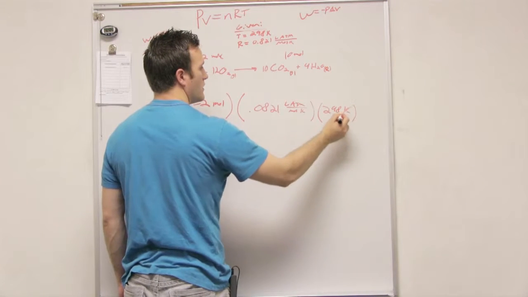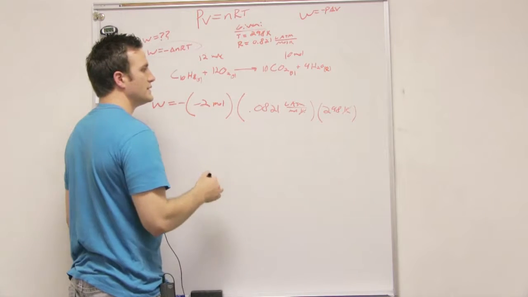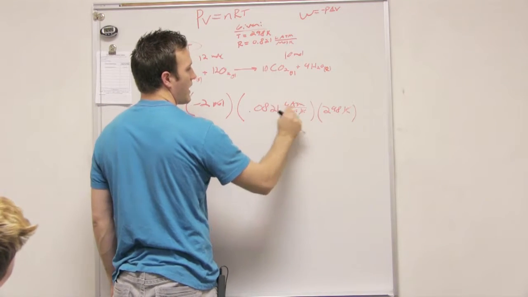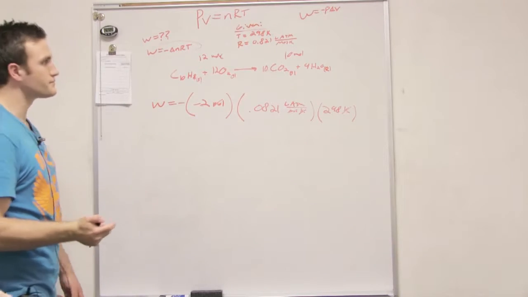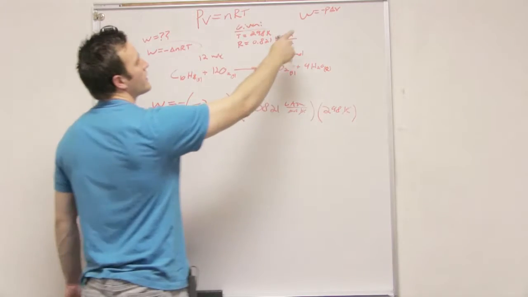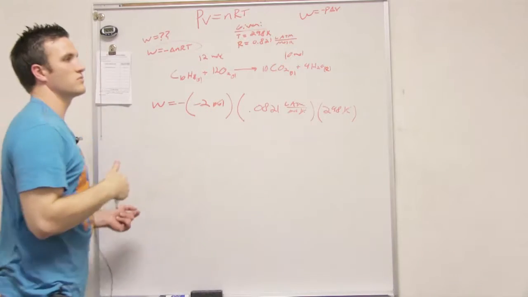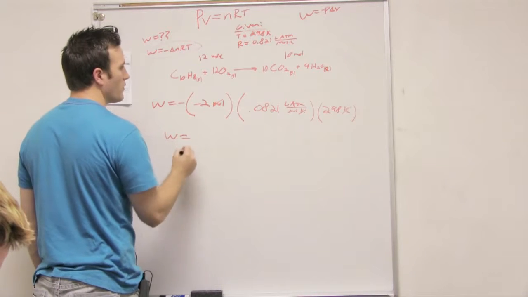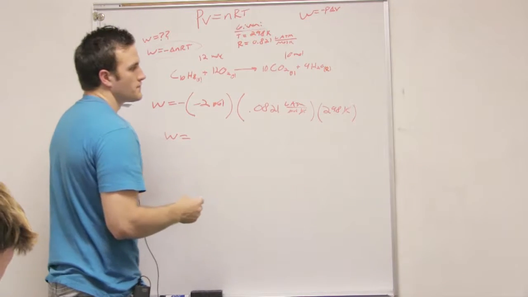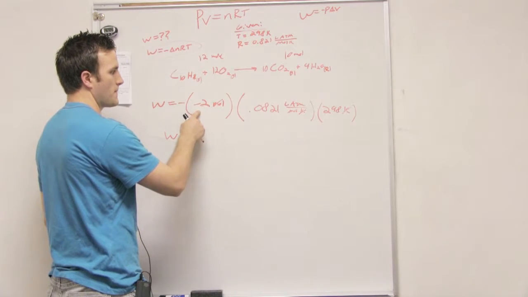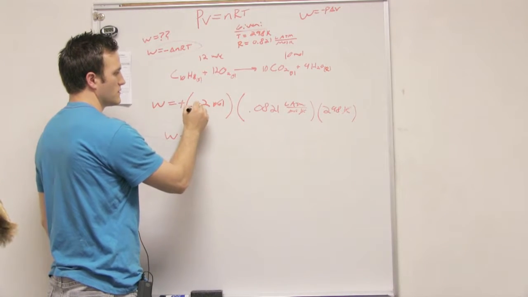Okay, so we know Kelvin cancels, moles cancel. We're gonna end up with units of liter atmospheres. Is that right? Yeah, because we know work equals negative P delta V, which would have units of liters times atmospheres. So then work equals negative. So you have a negative times a negative, right? Yeah.